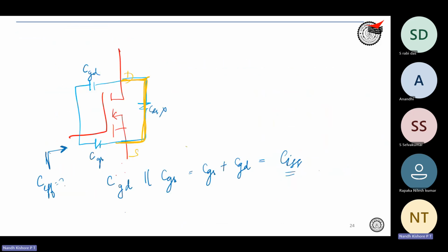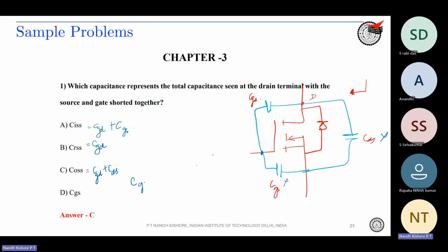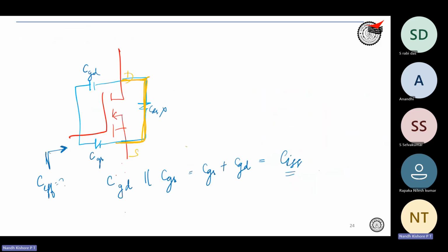And generally, you will see that CGS is much larger than CDS, and it is much larger than CGD. Similarly, you will see that CISS is much larger than COSS, and it is much larger than CRSS. Okay, just a thumb rule. You take any device, you will see this relation holding true. Input capacitance more than output capacitance more than the reverse transfer capacitance.